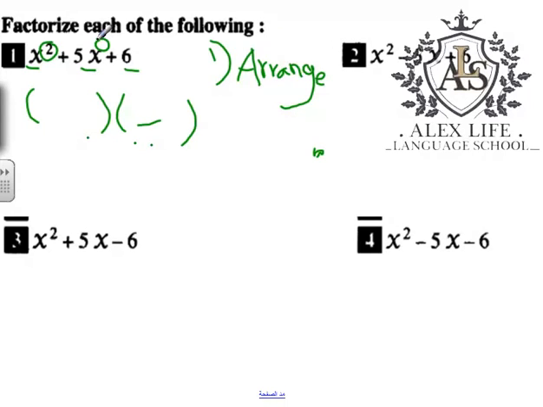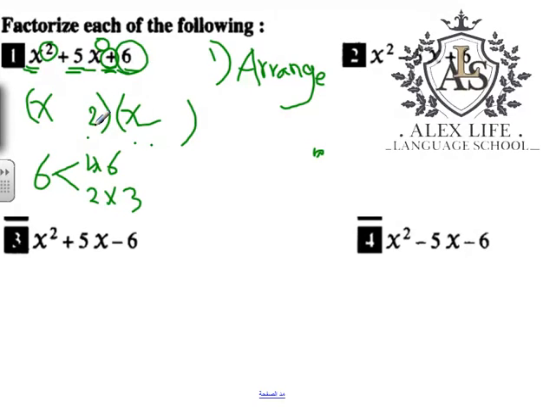And search for what times what equals x power 2: x times x. And search for two numbers. If we multiply them, we get 6. 1 times 6 is 6, and 2 times 3. But their sum is 5. Meaning the two numbers whose sum is 5 are 2 and 3. We agreed that if the last sign is positive, the two brackets are similar to the sign of the middle term. So it's positive.